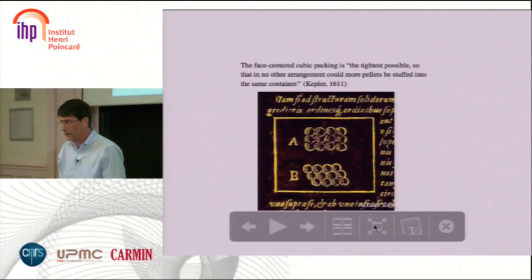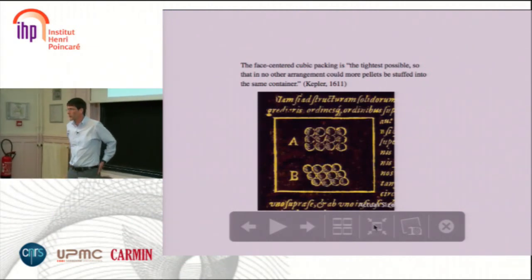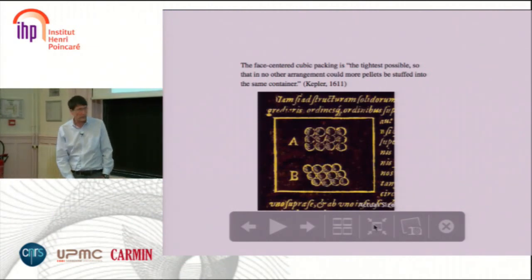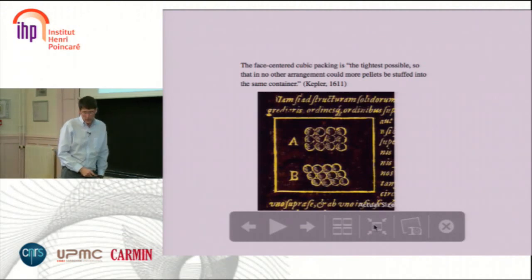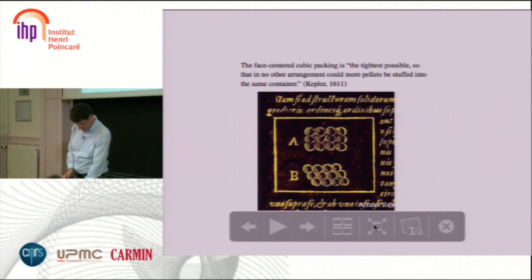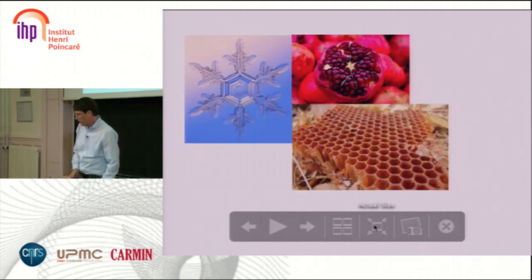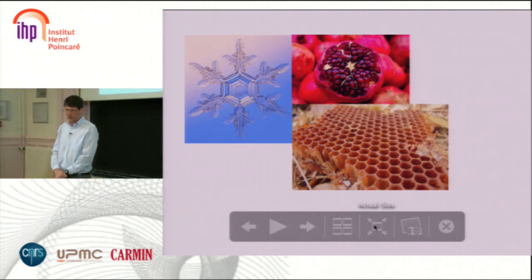So here's what Kepler did. He wrote a booklet in 1611 called the Six Cornered Snowflake. In it, he described the face-centered cubic arrangement and said it will be the tightest possible, so that in no other arrangement could more pellets be stuffed into the same container. He was apparently inspired to think about this problem while crossing a bridge on a cold, snowy night, and as he looked at the snowflakes come down, he started to wonder, why do snowflakes have 6 sides?